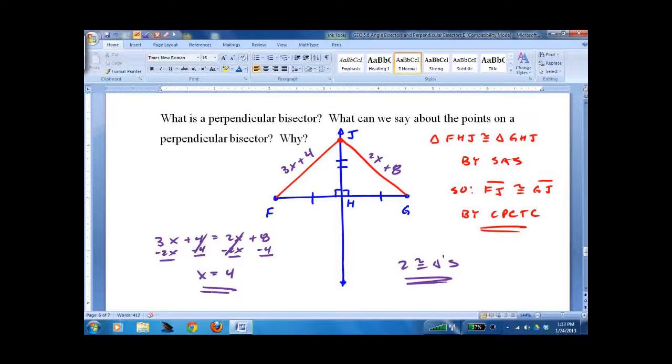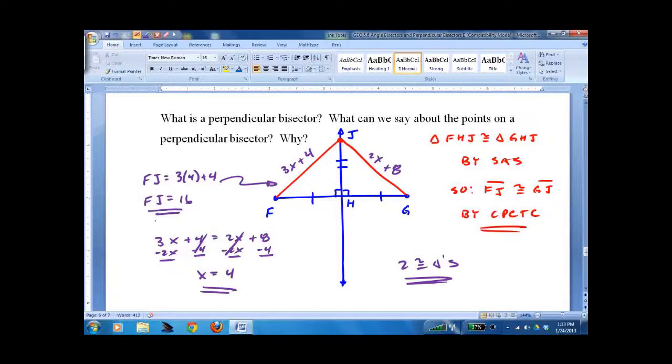One of the big problems people have with these is that they forget this is a whole side. So if I say, what's the distance from FJ? Well, then we have to plug it in. 3 times 4 plus 4. FJ equals 16.